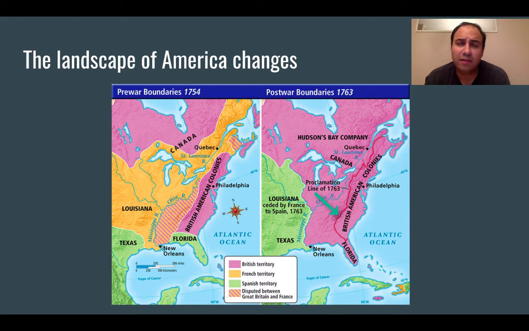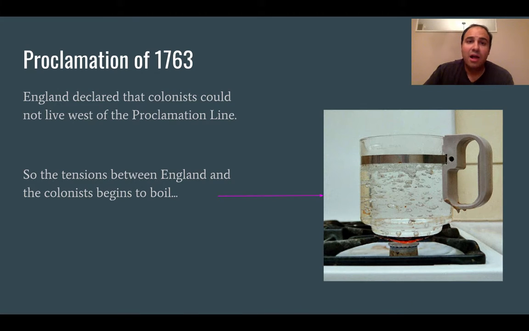What I want you to notice is the proclamation line of 1763, because this is going to be a point of contention between the American colonists and the British. England declared that the colonists could not live west of the proclamation line of 1763. And so tensions begin between England and the colonists. It's starting to boil just a little, with the colonists getting a little upset with what's taking place.